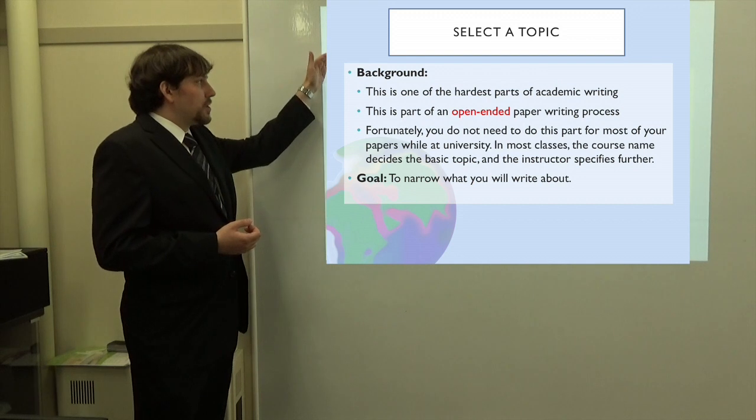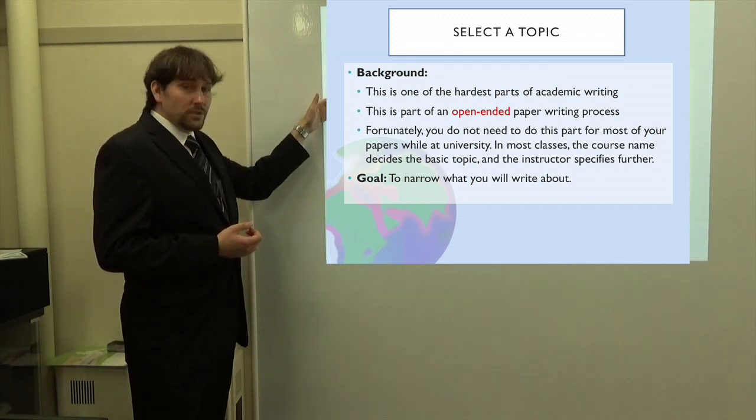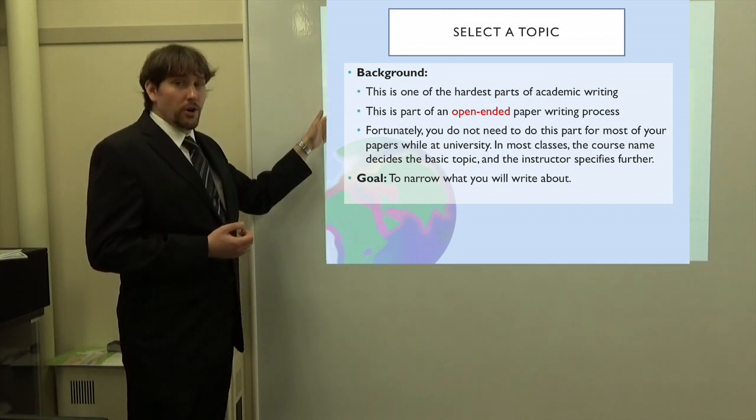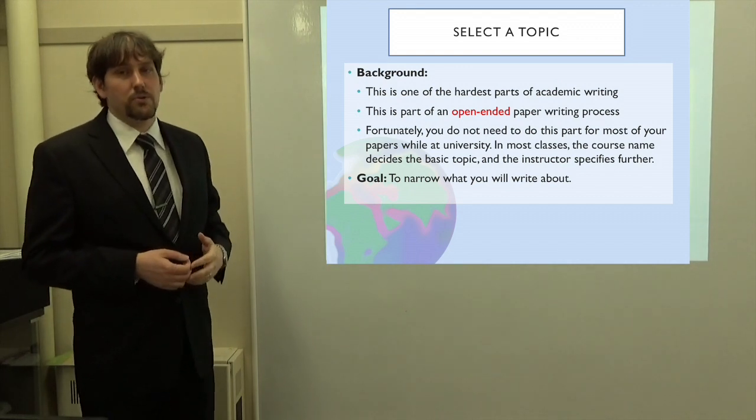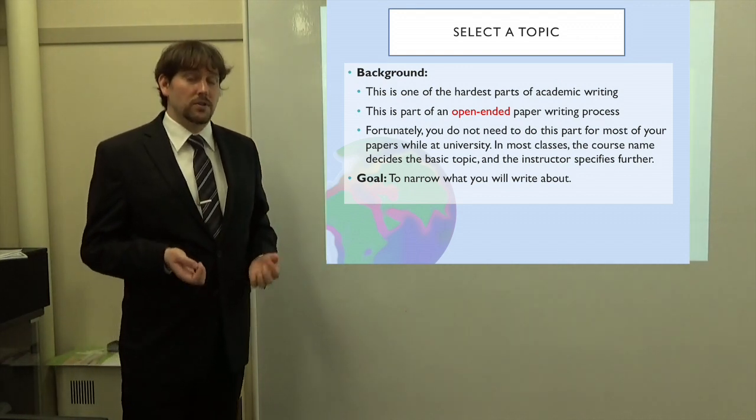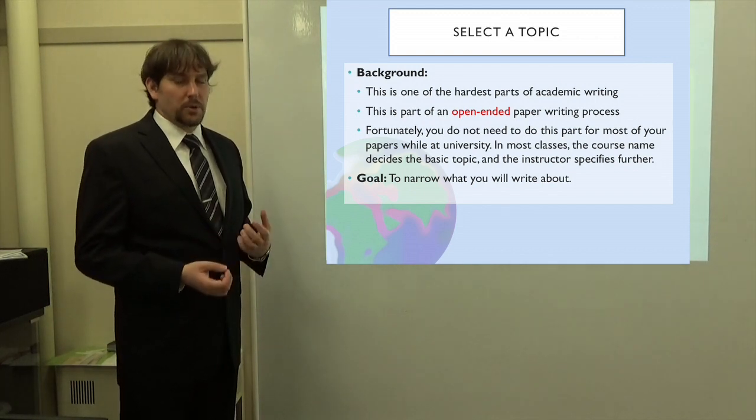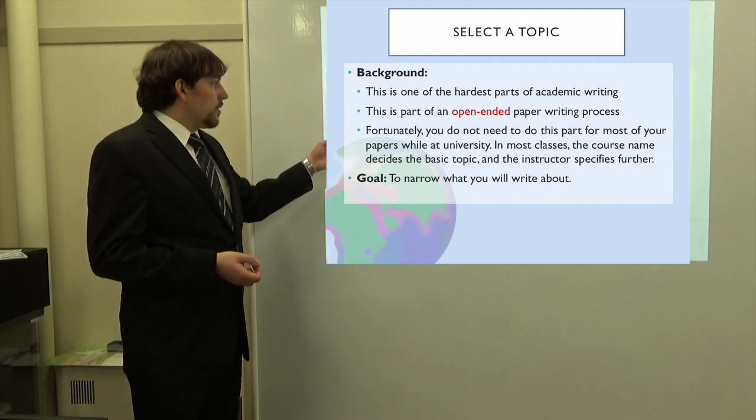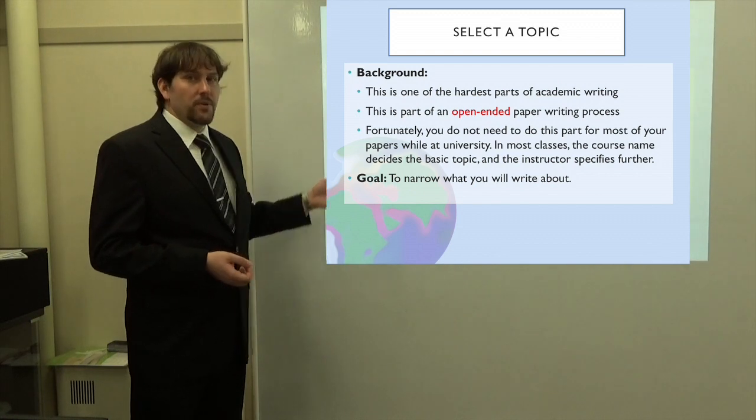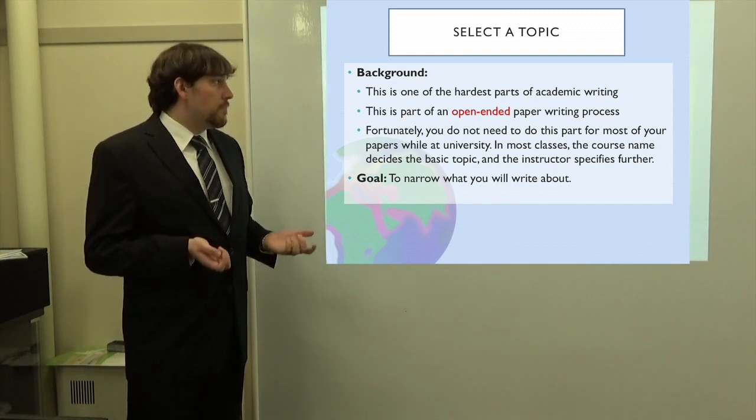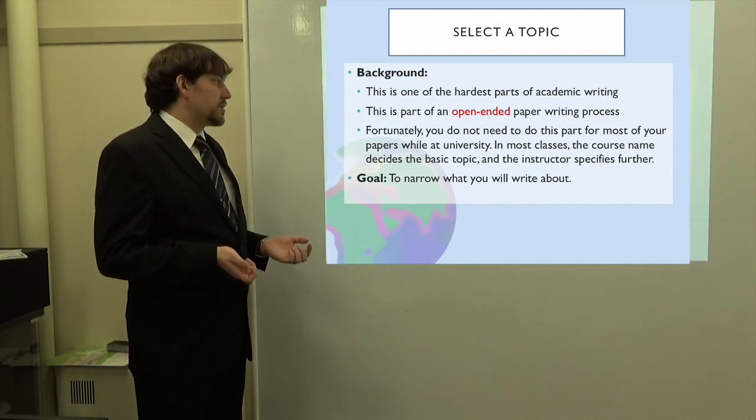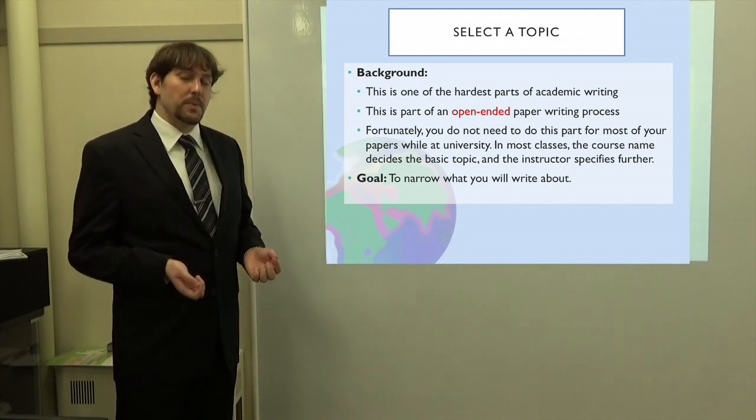Selecting a topic is one of the hardest things to do in academic writing. It's part of an open-ended paper writing process. If you are an academic, you'll often have to do this. If you're submitting to a paper, you have to pick the topic, you have to do everything. If you are taking a university class, you often don't have to do this. In most classes, the course name decides the basic topic and the instructor specifies further.